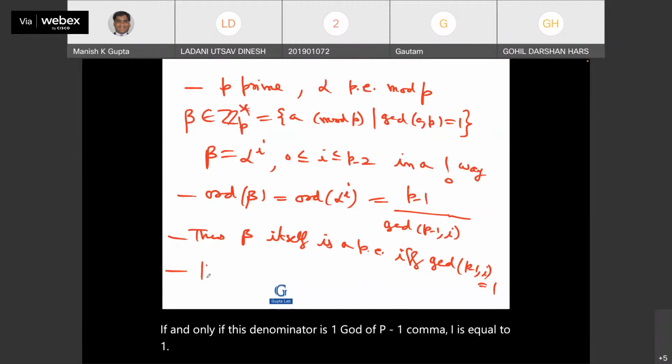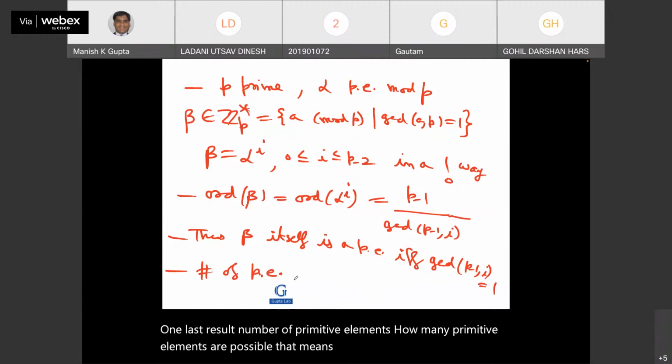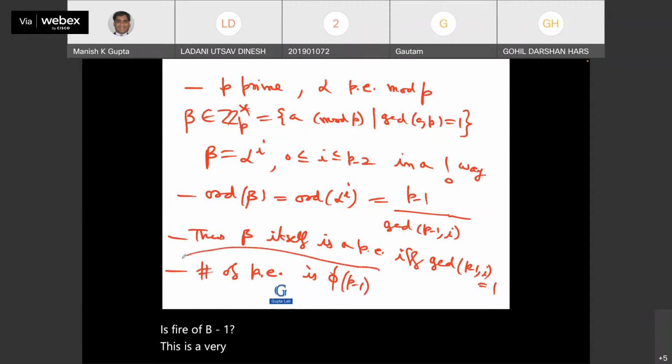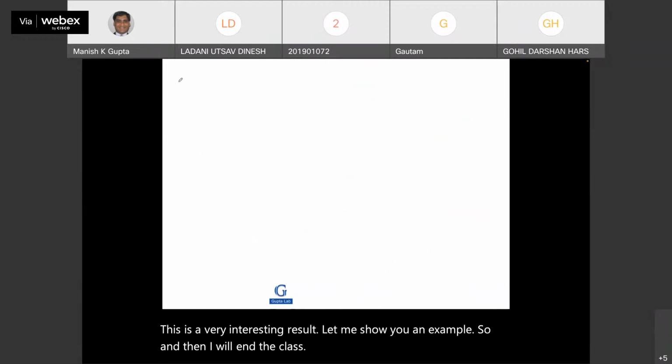One last result, the number of primitive elements. How many primitive elements are possible? That means there could be more elements. It is phi of (p−1). This is a very interesting result. Let me show you an example, and then I will end the class.